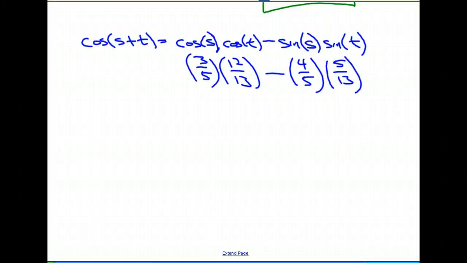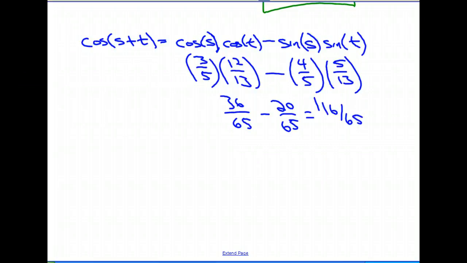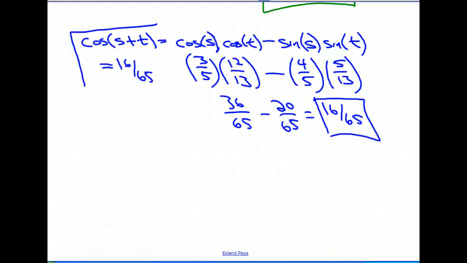Fractions, let's multiply the top. So I get 36 over 65. Here I get 20 over 65. I already have a common denominator. That's kind of nice. Subtract them and I get 16 over 65. So the cosine of s plus t is 16 over 65. Very nice problem. Now let's go and look at the question again.